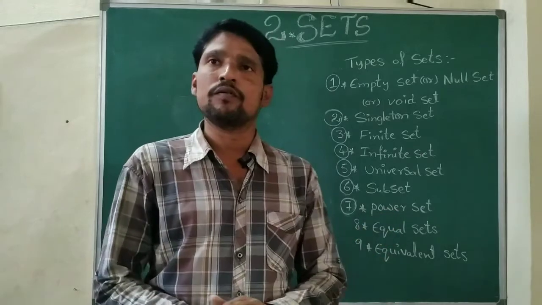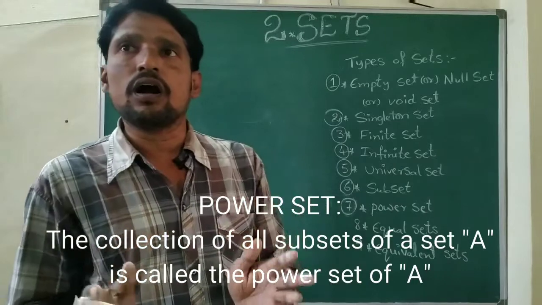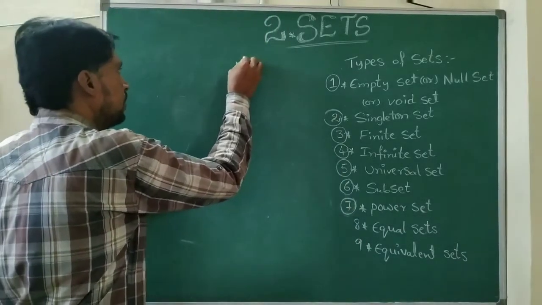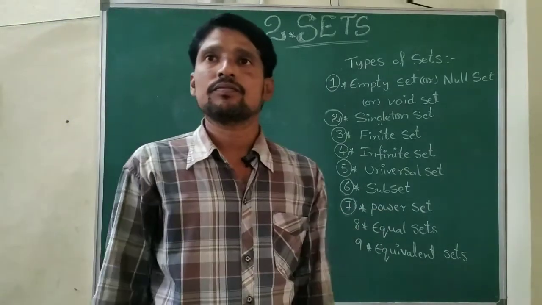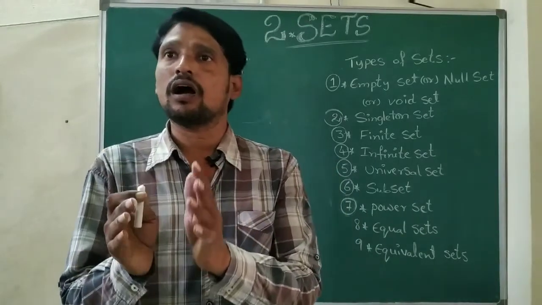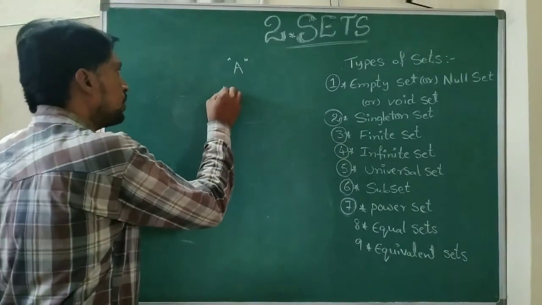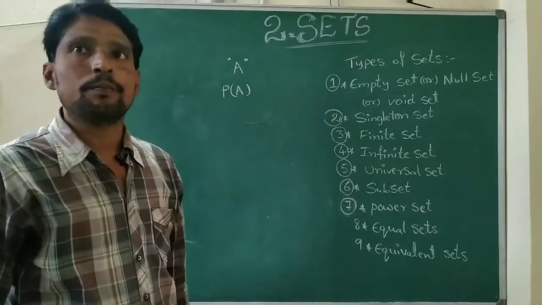The seventh one is the power set. So what is a power set? The collection of all subsets of a set A is called the power set. Once again, the collection of all subsets of the set A is called the power set. It is denoted by P of A.